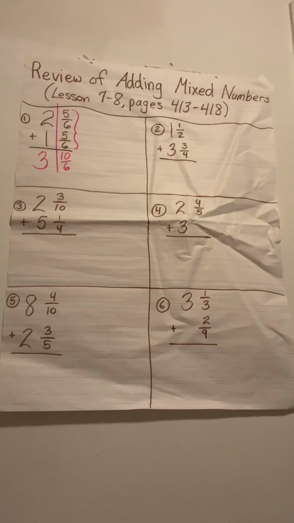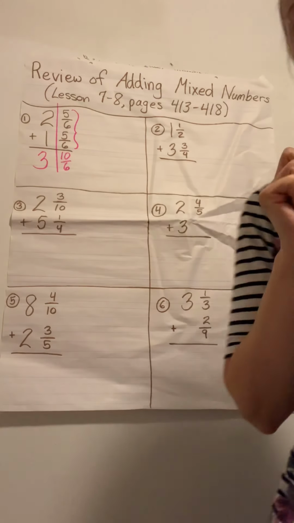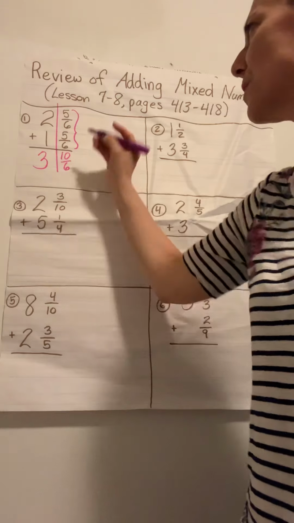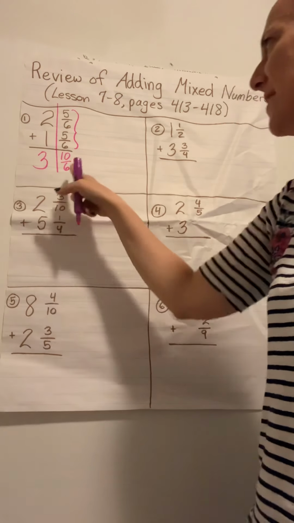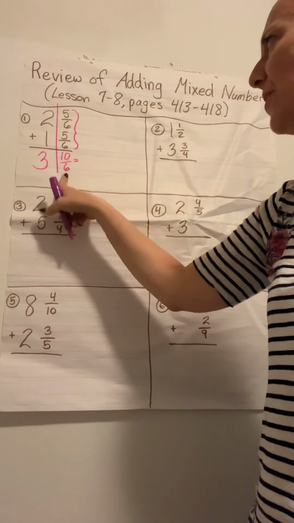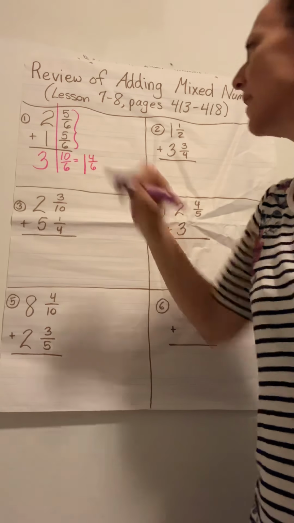Okay. But now I cannot leave it as 3 and 10/6. That is not simplest form because this here is an improper fraction. I need to change that over to be proper. So if I am doing 10 divided by 6, if I'm talking about 6 size pieces, I know I can get 1 whole out of this. 1 whole would be 6/6, and I would have 4/6 left over.